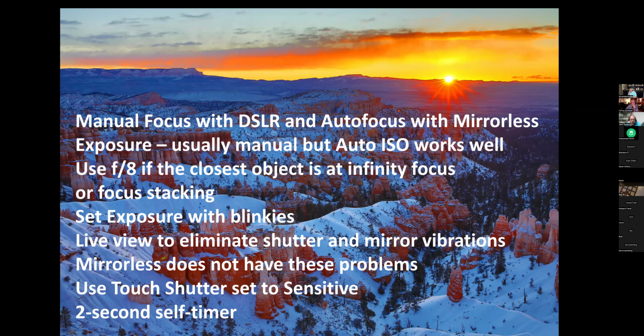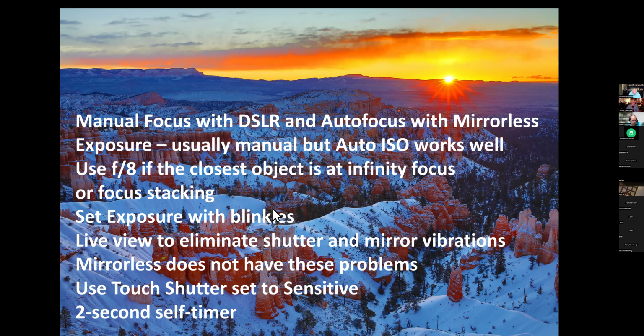Exposure, I usually do it on manual. In fact, when doing landscapes and close-ups, I virtually always use manual exposure. When I'm doing wildlife, I virtually never use manual exposure. Most of the time, I'm going to use auto ISO with exposure compensation. And when I'm doing landscapes, I use f/8 if the closest object is already at infinity focus. There's no point in stopping down anymore. And if it's not, if I have a lot of depth, then I'll go to focus stacking, which I'm going to show you some more examples of coming up.